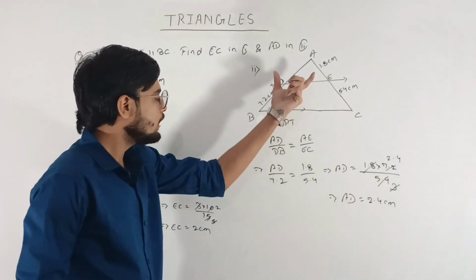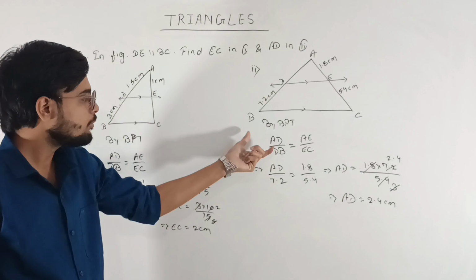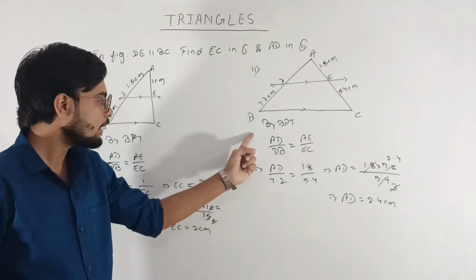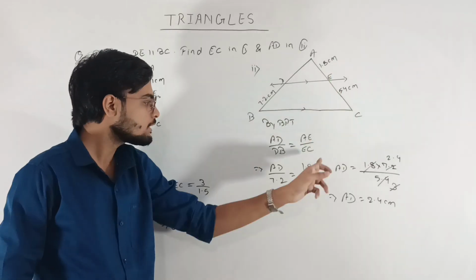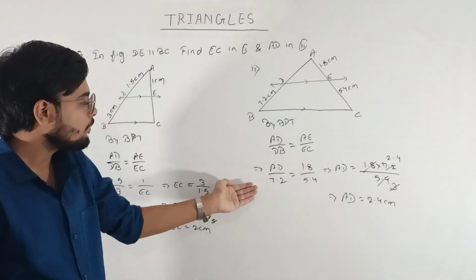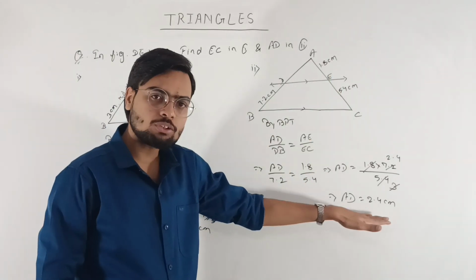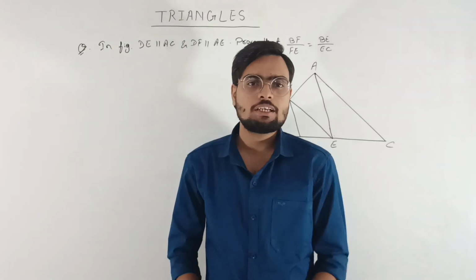Now in second figure DE is parallel to BC, then by BPT AD upon DB is equal to AE upon EC. We have to find AD. So I write here AD, DB is 7.2, AE 1.8 and EC is 5.4. Now after calculation AD is what? 2.4 centimeter. Okay. Now we see our next question.